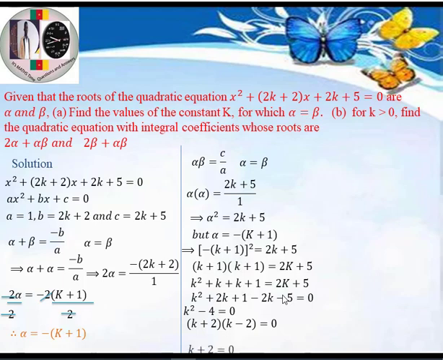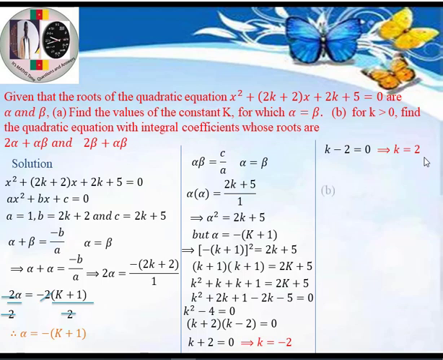So either k plus 2 equals to 0, which implies that k is equal to minus 2, or k minus 2 equals to 0, which implies k is equal to 2. So the values of k are 2 and minus 2. That's why the question says we should look for the values of k. So the two values are k equals to minus 2 and k equals to 2.